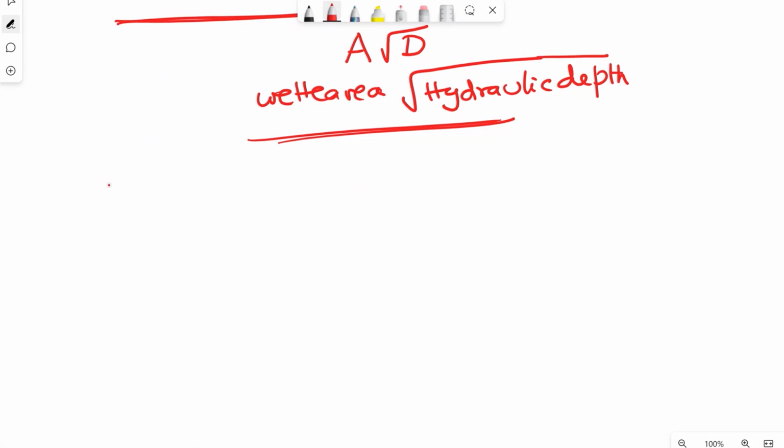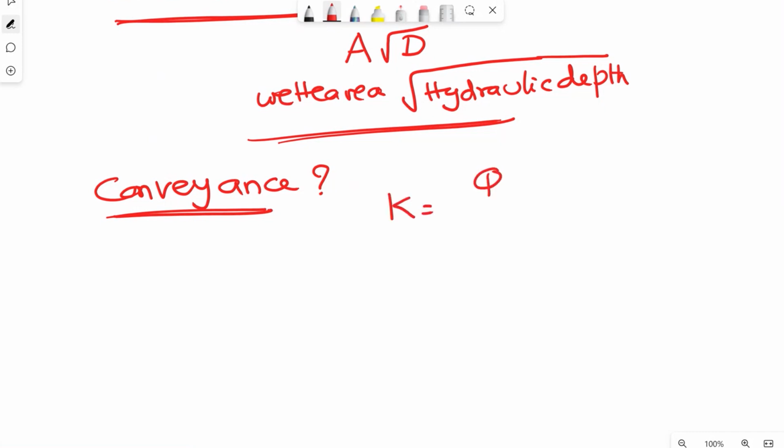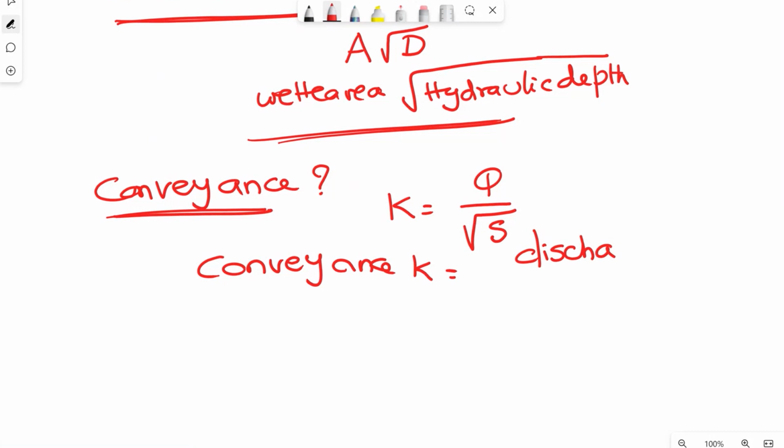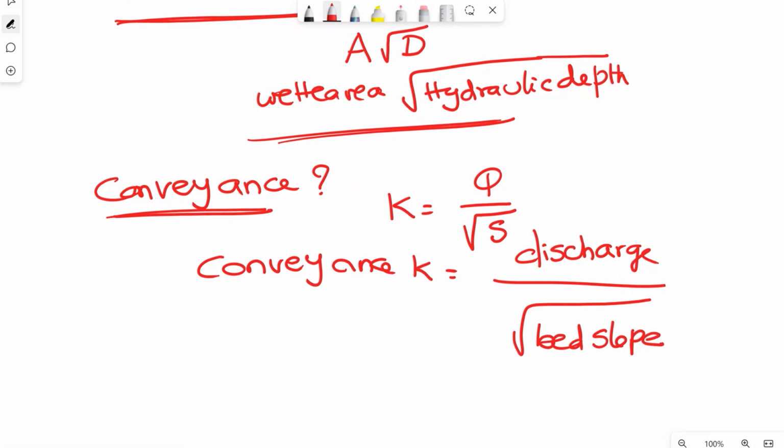Similarly, what is conveyance? This is also an important one. Conveyance is represented by K. It is equal to Q by root S, that is, conveyance K is equal to discharge divided by the square root of the bed slope. So these are the important things.